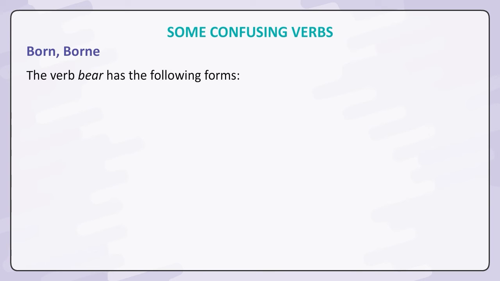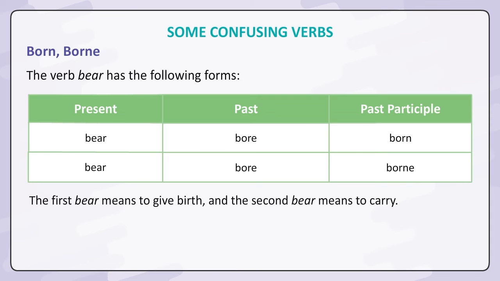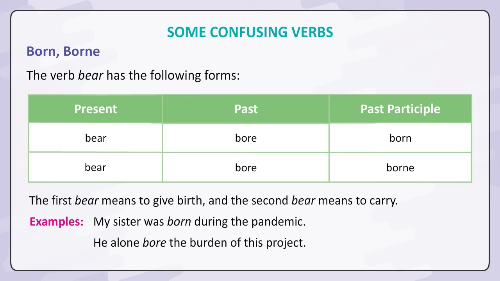Some confusing verbs: bear, born. The verb bear has the following forms: present, past, past participle. Bear, bore, born. The first bear means to give birth and the second bear means to carry. Examples: My sister was born during the pandemic. He alone bore the burden of this project.